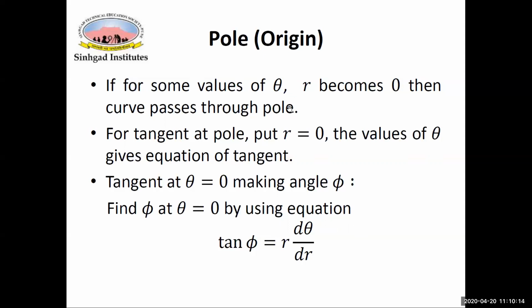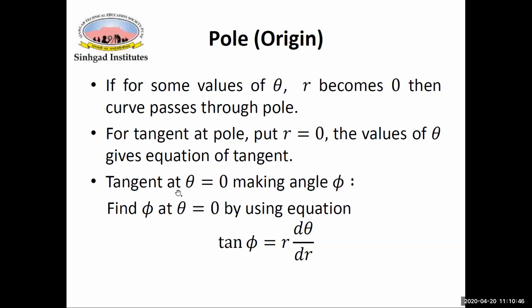So three points are related to the pole. First, identify the value of theta for which r is 0. If such a value exists, then it passes through the pole. Once it passes through the pole, find all the tangents at the pole. For that, substitute r equal to 0 in the equation. Solve that equation for theta. All the values of theta will represent tangents to the curve.